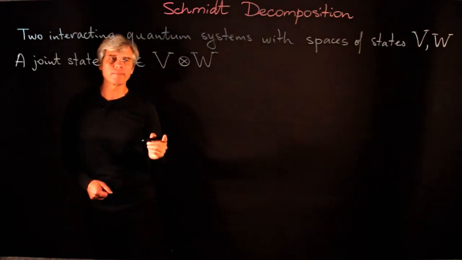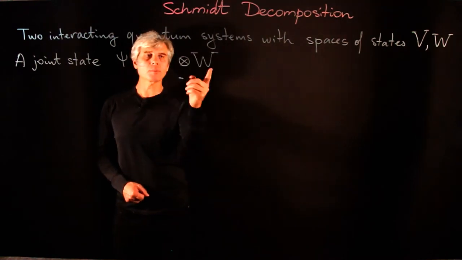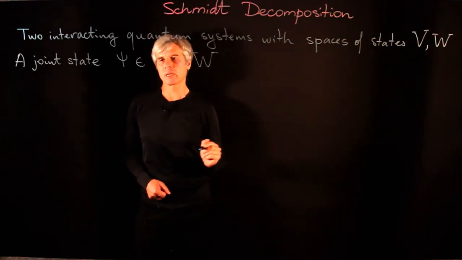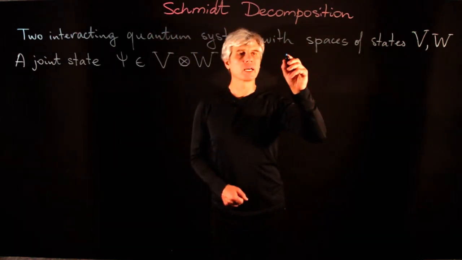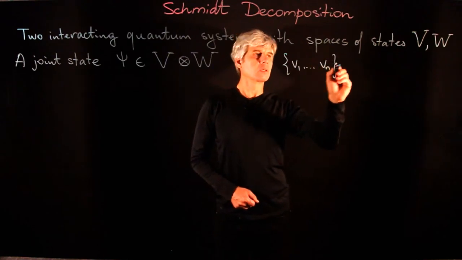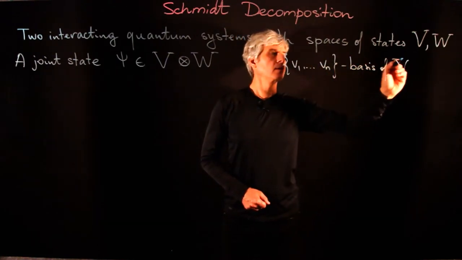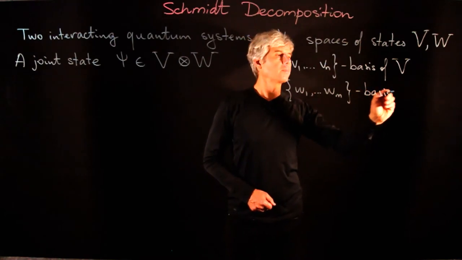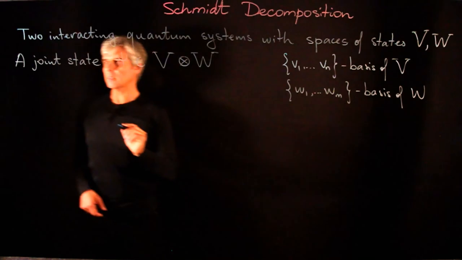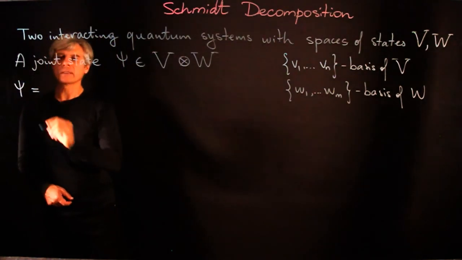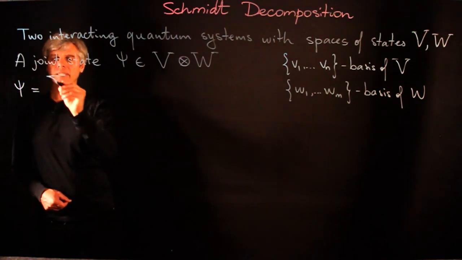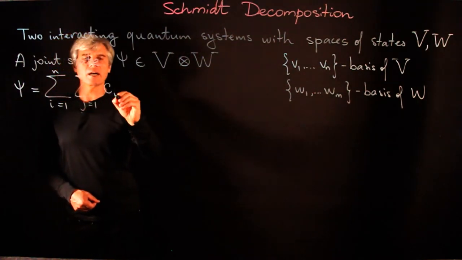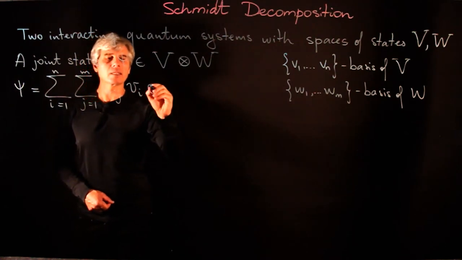It's important to remember that general vectors in the tensor product space are not tensor products of two vectors, but rather sums of tensor products. So if we fix bases, V1 through Vn a basis of V, and W1 through Wm a basis of W, then a general state can be written as a double sum: i goes from 1 to n, j goes from 1 to m, c_ij times v_i tensor w_j.